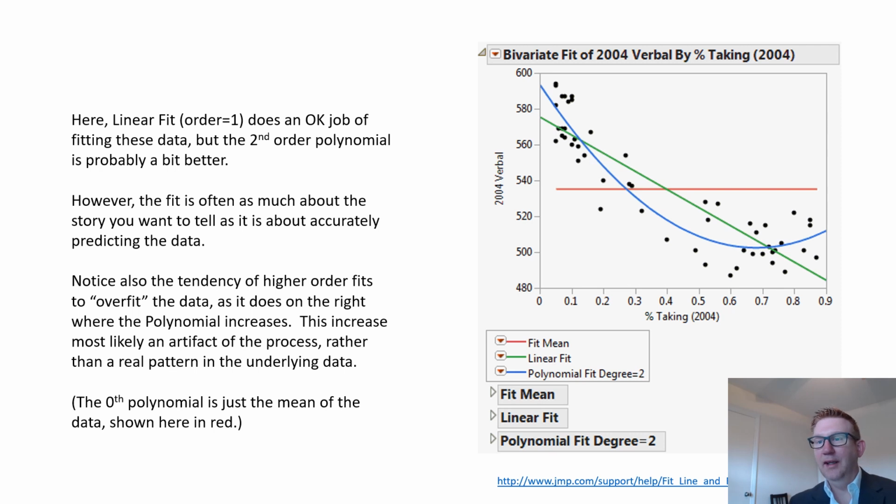If I try to say, given the percent taking, can you calculate the 2004 verbal? If percent taking is 0.2, what's the 2004 verbal? If you don't have an x term in there, if you don't have any variable on the right side of that equation, all you have is a constant, and all you do is say 535. What about if percent taking is 0.5? 535. What about 0.8? 535.